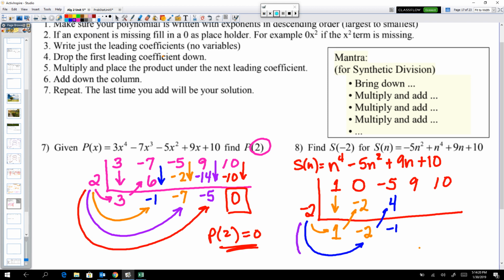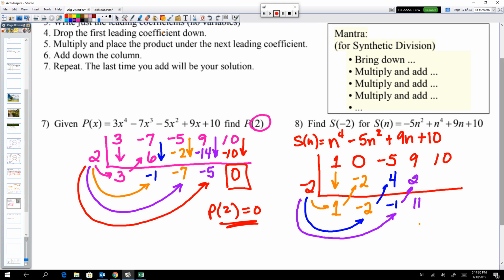Multiply up, -2 times -1 is +2. 9 plus 2 is 11. And then finally, multiply up, -2 times 11 is -22. 10 plus -22 is -12.